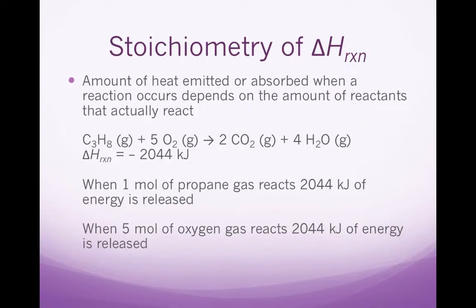We can use ΔH reaction in stoichiometry problems. So the amount of heat emitted or absorbed when a reaction occurs depends on the amount of reactants that actually react. So let's look at the combustion of propane, C3H8. The ΔH reaction for the combustion of propane is negative 2,044 kilojoules. What this means is that when 1 mole of propane gas reacts, 2,044 kilojoules of energy is released. And then when 5 moles of oxygen gas reacts, 2,044 kilojoules of energy are released. And we get that from the balanced chemical reaction.